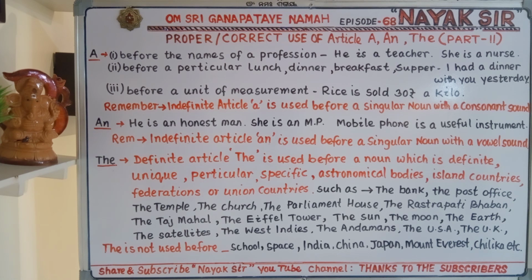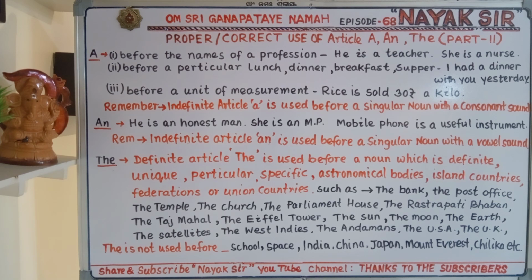So this is all an example of the particular lunch, dinner, breakfast and supper. Before it, we have to use a as the indefinite article. Number 3, before a unit of measurement. When a unit of measurement is expressed, we have to use a before it. Like rice is sold at 30 rupees a kilo. So a kilo is a unit of measurement.